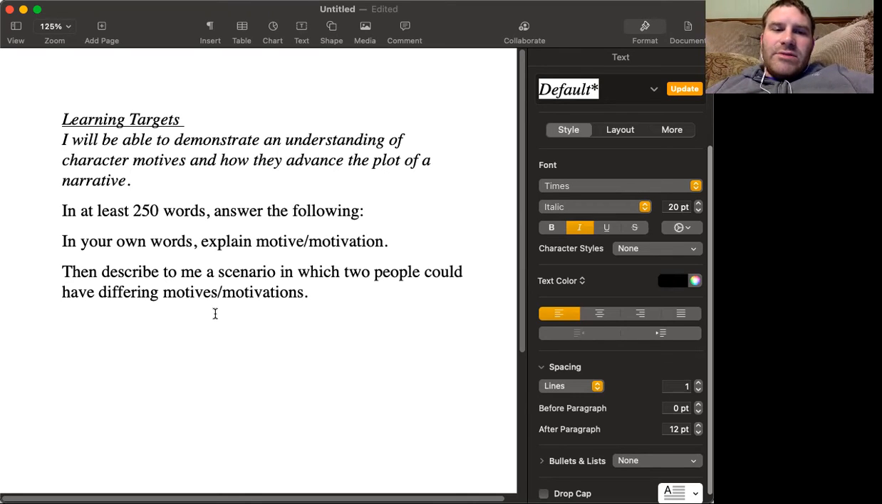So that is what I want you to do in about 250 words. If you can't get to 250 words after those two, come up with another example. Give me another scenario that could also apply here. So that's what I'm looking for: 250 words. In your own words, what is motive or motivation? And then describe to me a scenario in which two people could have differing motives or motivations.